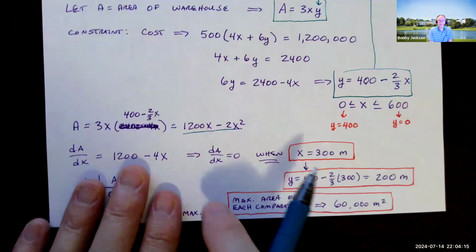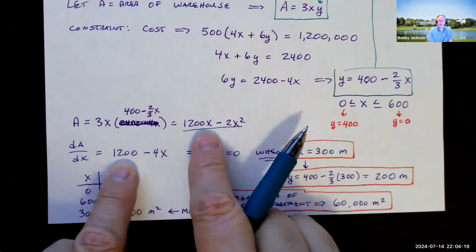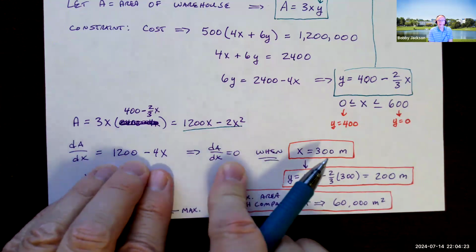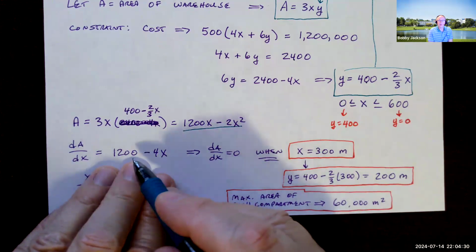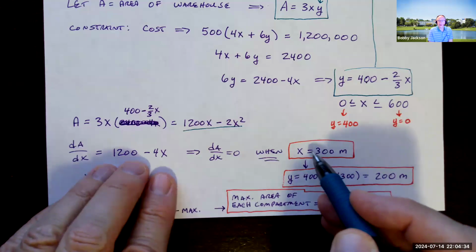Pretty simple function. Find the derivative. The derivative is easy, right? Get 1200 minus 4x. It should be pretty simple. And then the derivative is clearly 0, I hope you can see, when x is equal to 300, right? When x is 300, we would have 1200 minus 1200. So that's our critical point.